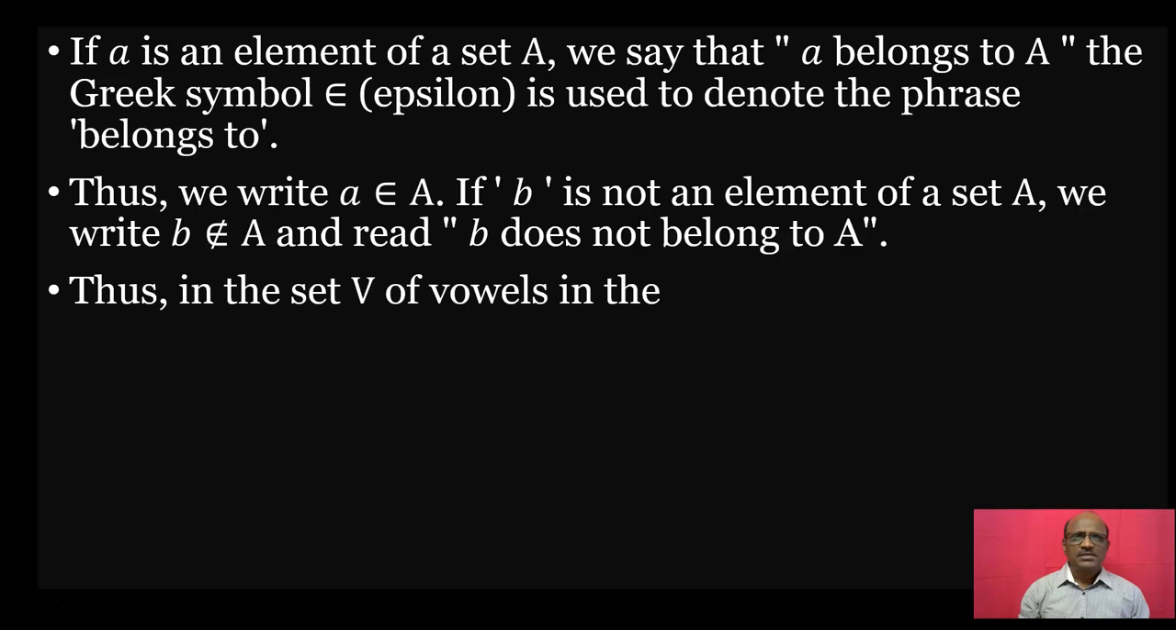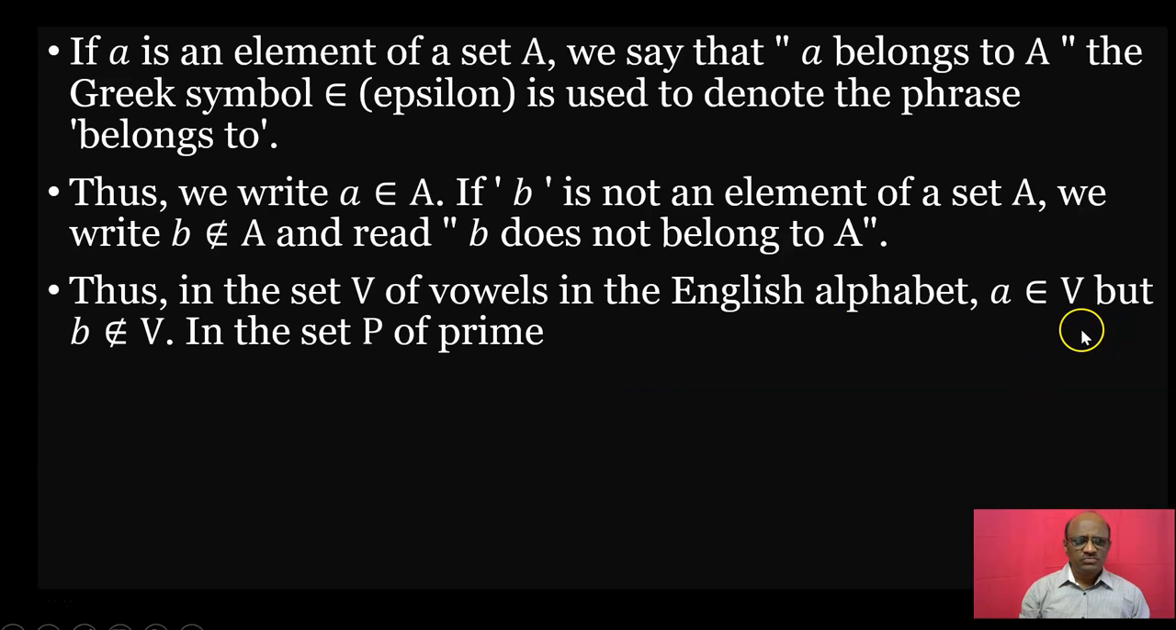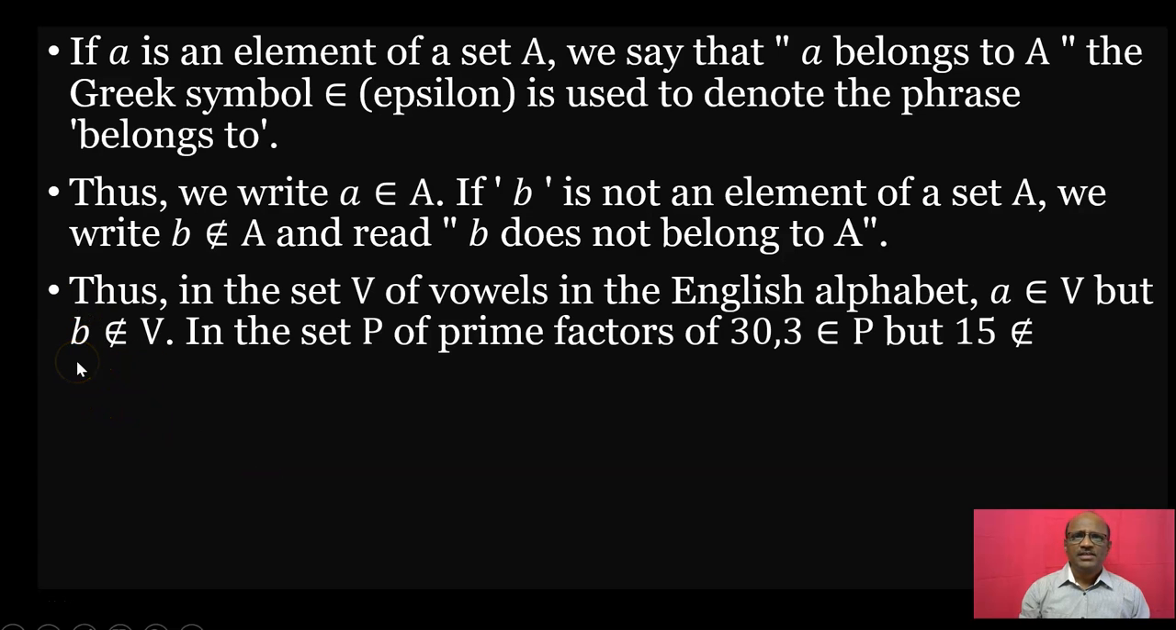Thus, in the set V of vowels in the English alphabet, a belongs to V, but b does not belong to V, because b is not a vowel. In the set P of the prime factors of 30, 3 belongs to P, but 15 does not belong to P because 15 is not prime.